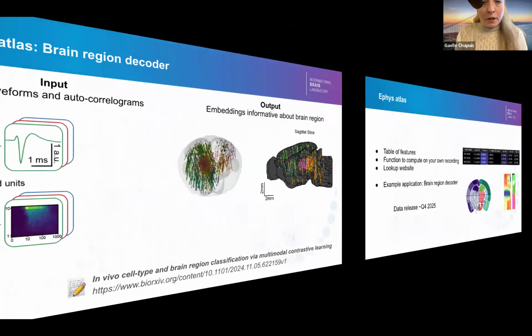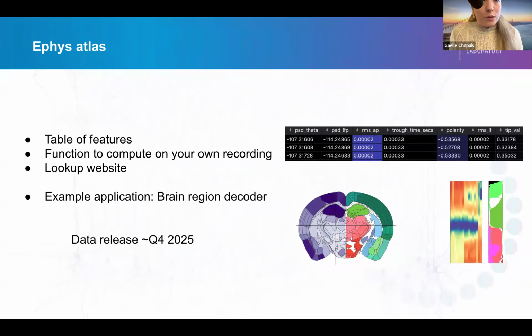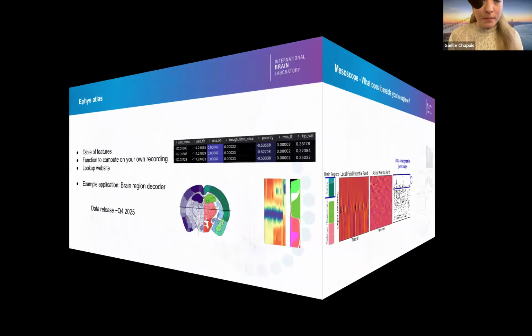Okay. All right, so to summarize this data set, what we hope to provide you with is a table of features, so you don't have to do this heavy computation yourself. Also a function to compute it on your own recording. We would love to see the Allen data set do the same, for example. And we are going to provide lookup tools such as websites so you can easily navigate these. I went through one example application, which is a brain region decoder, where there's so much more to do. So if you want, we can discuss after. And we are hopefully planning a release later this year.